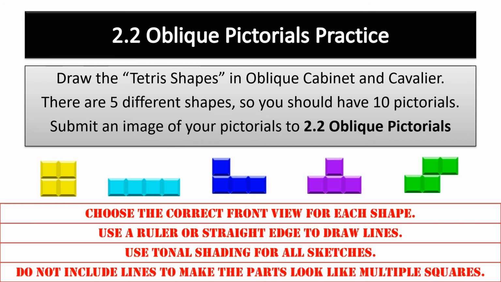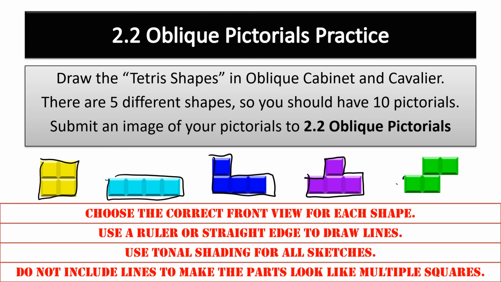And do not include the lines that make the parts look like multiple squares. I don't want to see these. Do not draw these lines. Make it look like one continuous object. If you draw these lines, you're going to get points off. The reason is that I want to make sure your drawing looks nice and you're only using the object lines where necessary. Object lines here, like that. Don't draw the lines that are inside, otherwise your drawings will look a little bit messy.